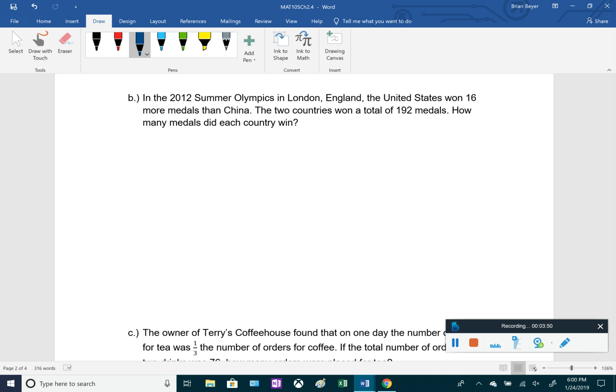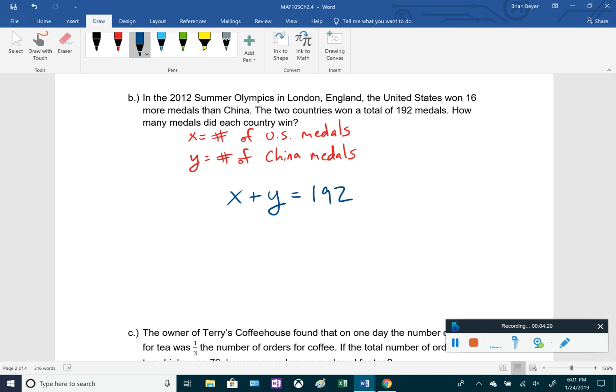Okay, so I'm going to set this up as x is going to be the number of US medals. And I'm going to say that y is going to be the number of Chinese medals, the number of China medals. So based on this, we know that they won a combined total of 192 medals, which means if we add x plus y, that equals 192.